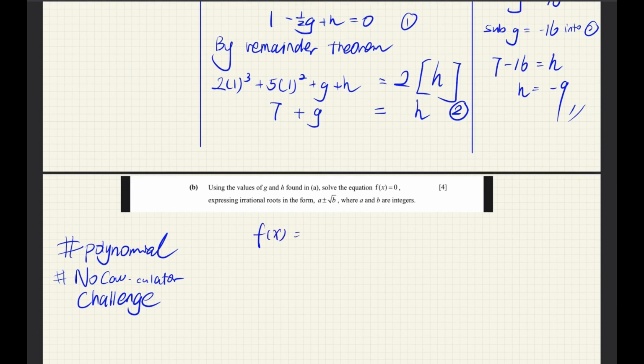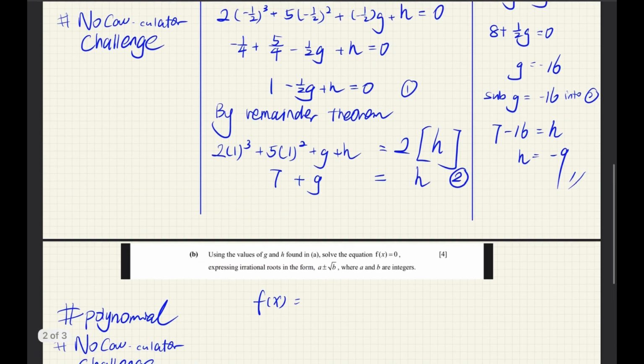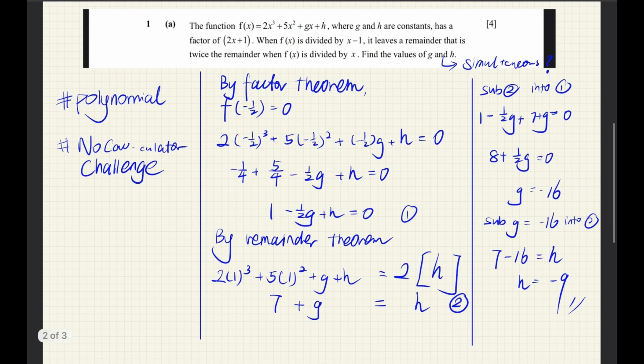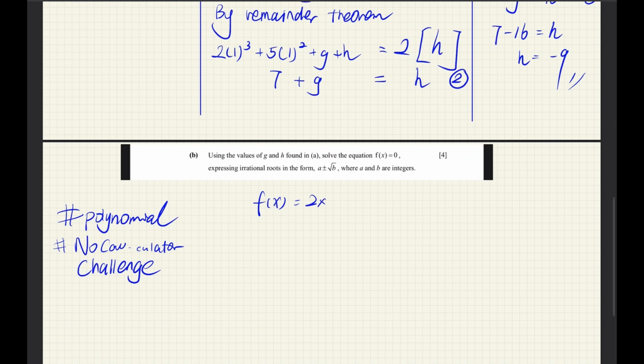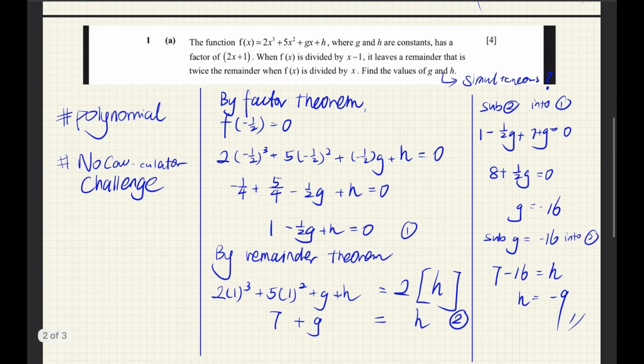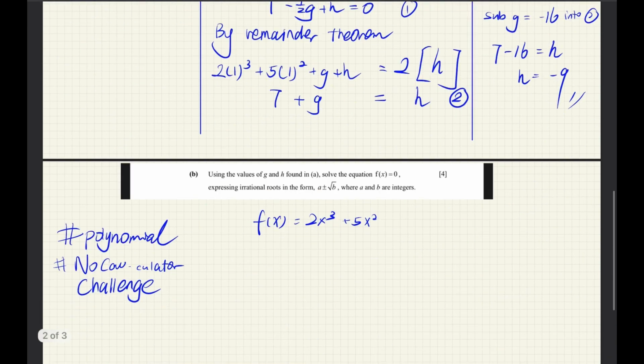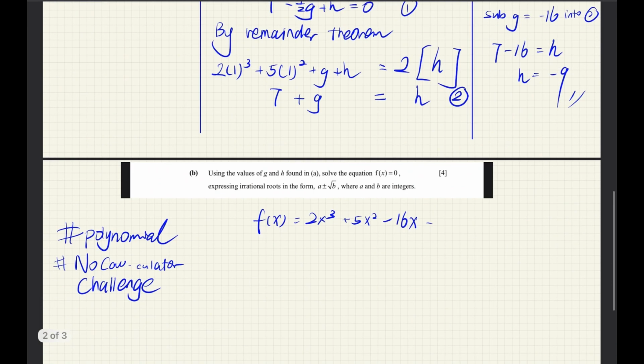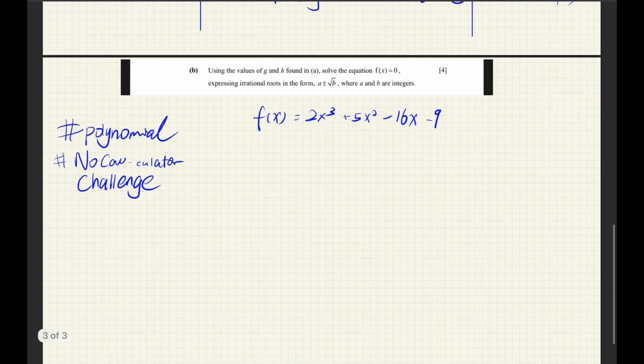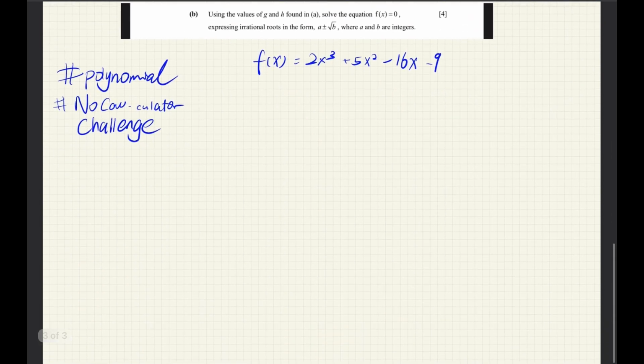f(x) equals (2x cubed plus 5x squared), and since g is negative 16, minus 16x minus 9. This is our equation. Now, we are to solve it when f(x) equals 0.